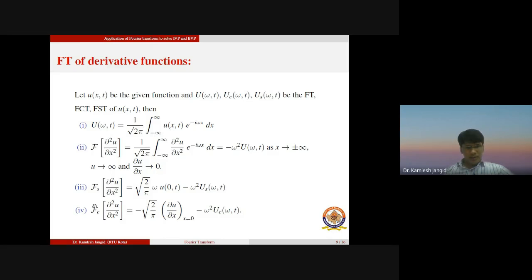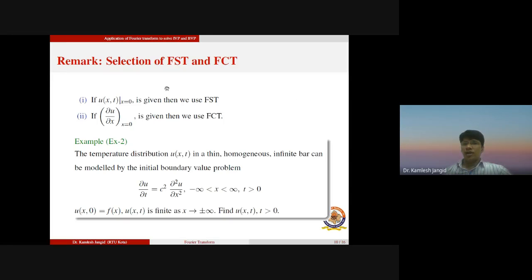So basically, from these 2, 3, and 4 relations, we can see that Fourier sine transformation is applicable to solve the initial value problem when the given initial condition is of this form, u of 0 comma t. When the given initial condition is of derivative form, then we apply the Fourier cosine transformation. Right? So next is the selection of Fourier sine transformation and Fourier cosine transformation.